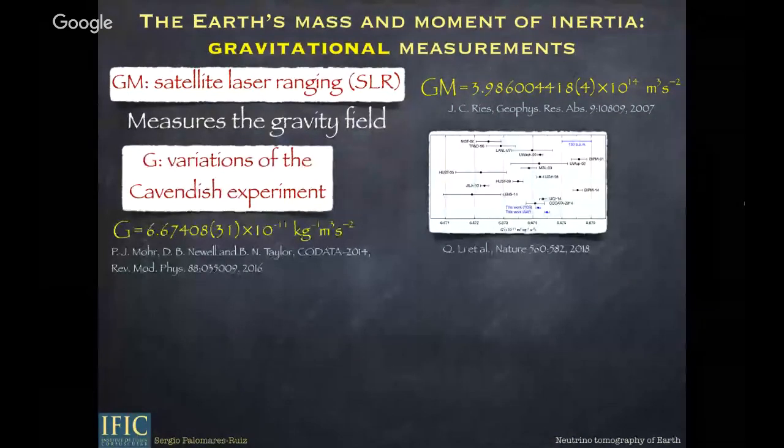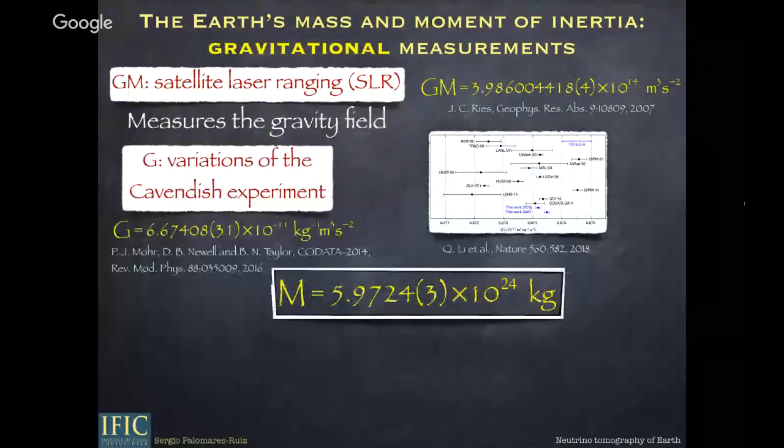So the determination of the mass is a combination of these two measurements, and the uncertainty in the mass is driven basically by the uncertainty in the gravitational constant, which is basically 1 part in 10^5. So the mass of the Earth is of the order of 6 times 10^24 kilograms.